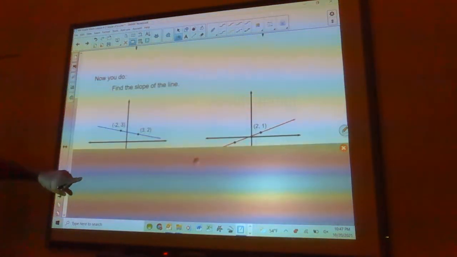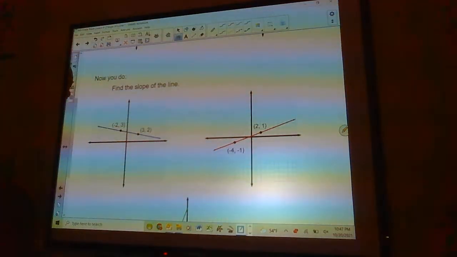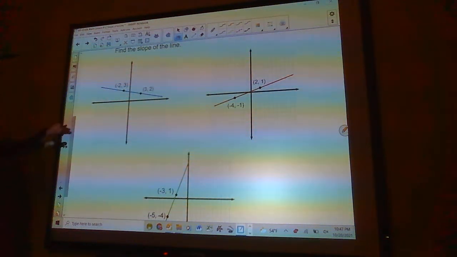Okay, here's what I want you to do with this. I've got three problems here for you to do. I want you to find the slope of each one of these lines. So take a minute, pause the video, calculate the slope, then jump back on here and check your answers.